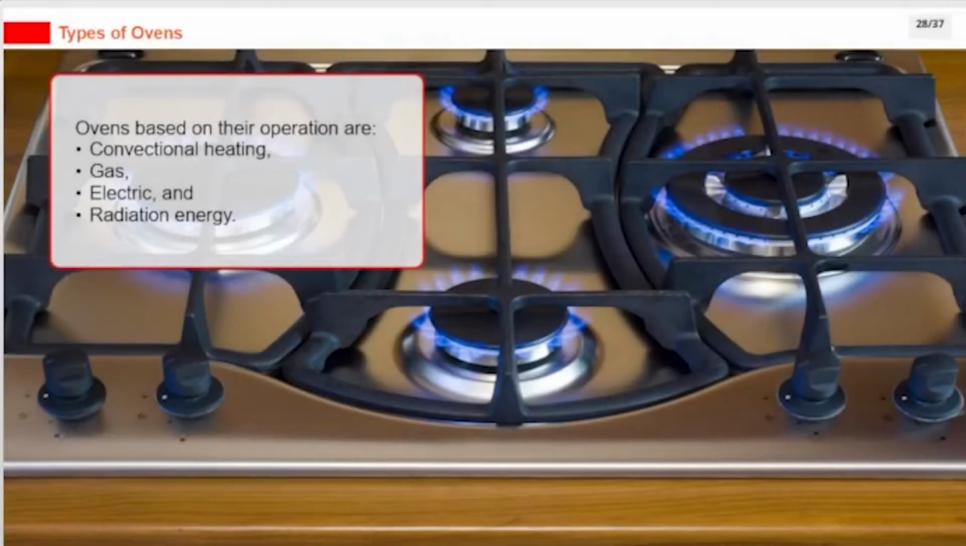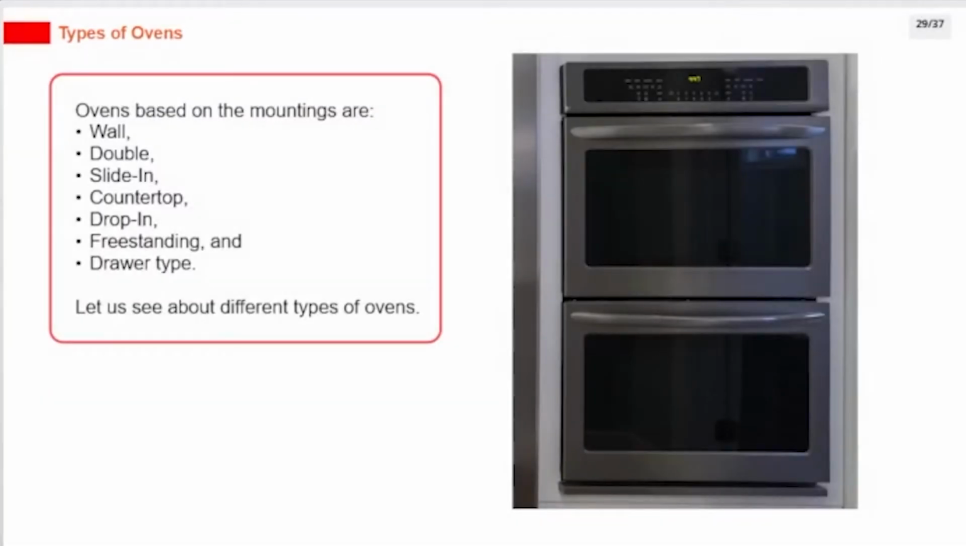Ovens based on their heat transfer are convectional heating, gas, electric, and radiation energy. Ovens based on the mountings are wall, double, slide-in, countertop, drop-in, freestanding, and drawer type. Let us see about different types of ovens.